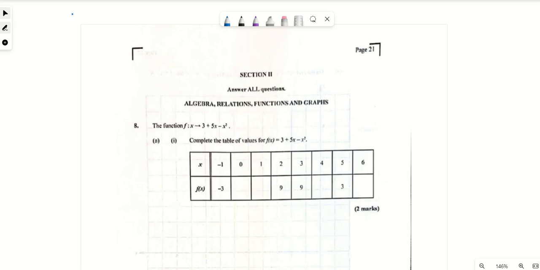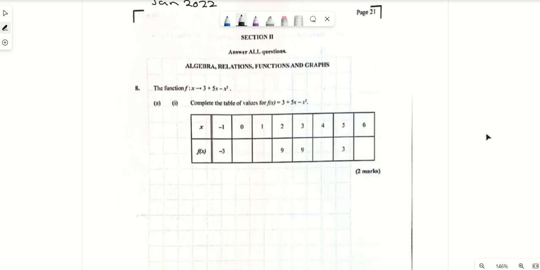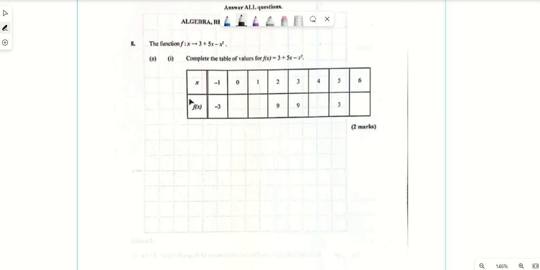Okay, so what we're going to be doing is January 2022. Number 8: the function f of x is 3 plus 5x minus x squared. Complete the table for the values of f of x below. They told you x is minus 1, 0, 1, 2, 3, 4, 5, 6.